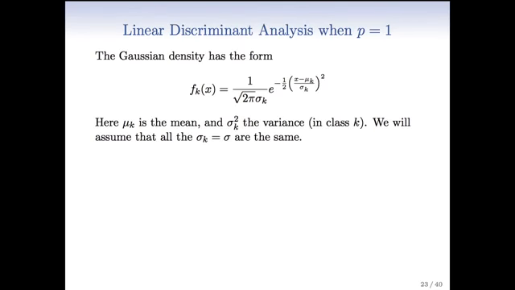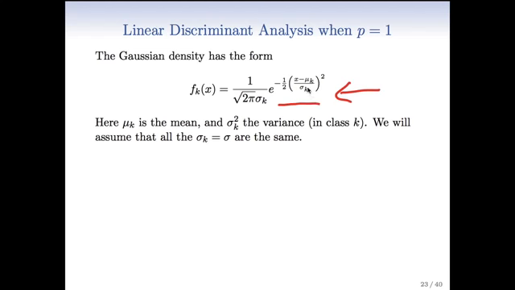So let's look again in the simple case when we've got one variable, one x. Again, we're going to get a bit more mathy now. This is the mathematical form of the Gaussian density function for class K when you've got a single x. So there's some constants over here. The important part that depends on x is in this exponential form over here.